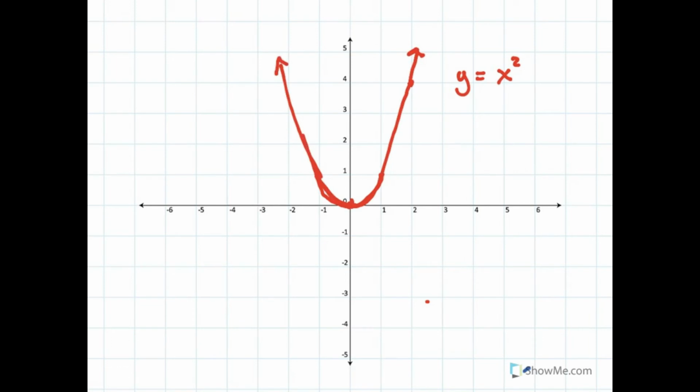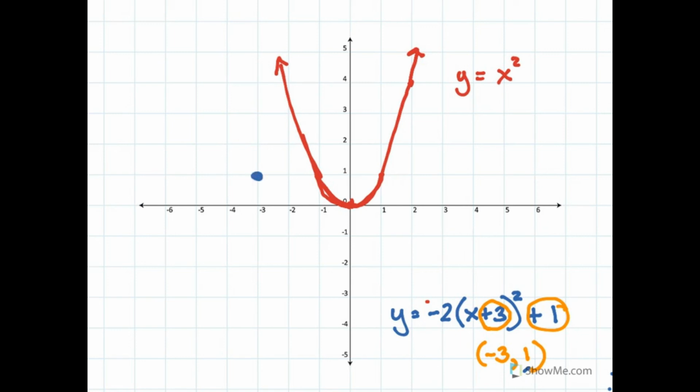Now let's fancy it up a bit and graph y equals negative 2, there's our multiplier, times (x plus 3) quantity squared, so the 3 is inside the square, and then plus 1 is outside. So let's see what those various things do. This 3 inside is the opposite of the x-coordinate of the vertex. And the 1 outside is the y-coordinate of the vertex. So my graph is going to have a vertex at negative 3, 1, and there it is.